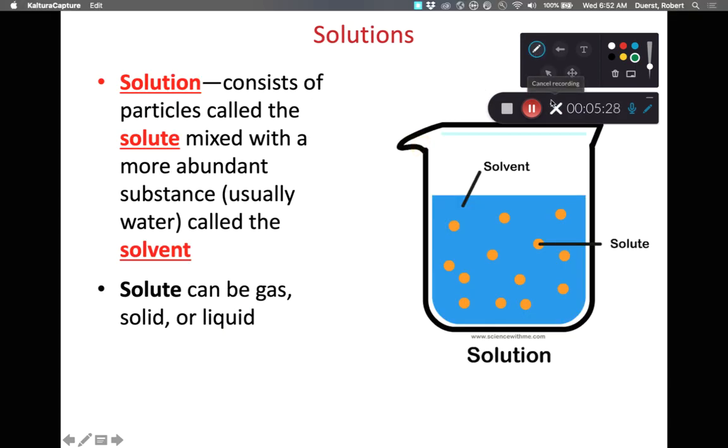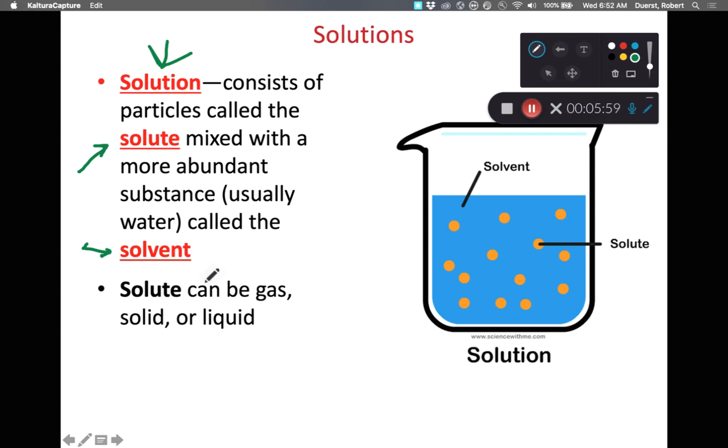When we dissolve chemical compounds in a liquid, we make a solution, and we just need to cover this terminology to make sure that we're all on the same page. So as we look at solutions, a solution is going to have two primary things in it. It's going to have a solute and a solvent. The solute is going to be what we have less of, and then the solvent is what we have more of. That's the best definition I can give you right now.